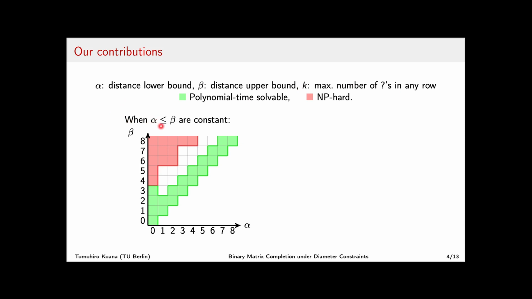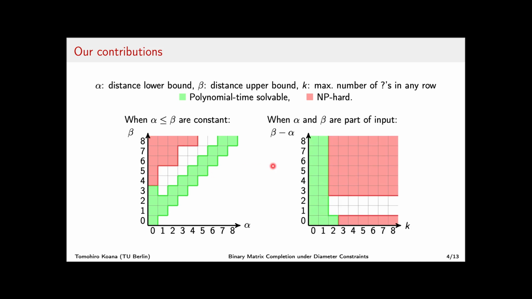So when alpha and beta are constant, we have this figure where the green part shows the polynomial time solvable cases, and the red part shows the NP-hard cases. In particular, we show that whenever alpha is equal to beta, this line, and alpha and beta are constants, then diameter matrix completion can be solved in polynomial time. So now let me move on to another picture.